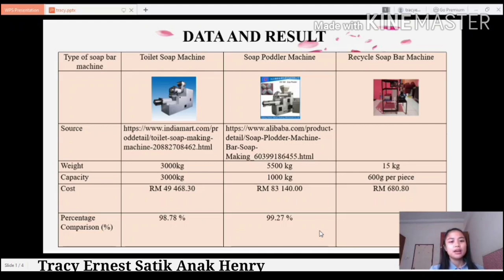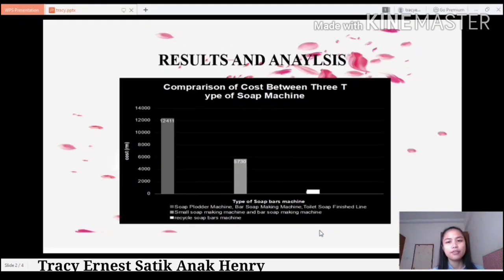We have also achieved the second objective of our project, which is to reduce the cost by 30%. As you can see, we have reduced the cost by more than 30%. For the toilet soap machine, we reduced the cost by 98.78%, and for the soap potler machine, we reduced the cost by 99.27%. This is the analysis we made from chapter 3, looking at the machines available in the market. As you can see, our machine is cheaper than the other machines available in the market.